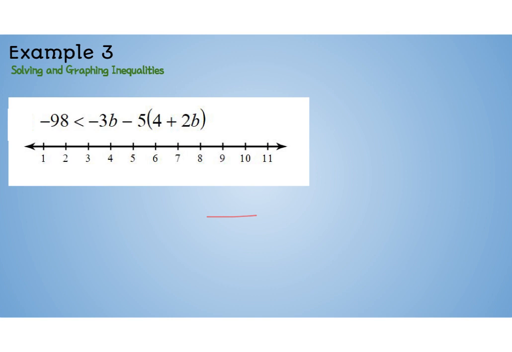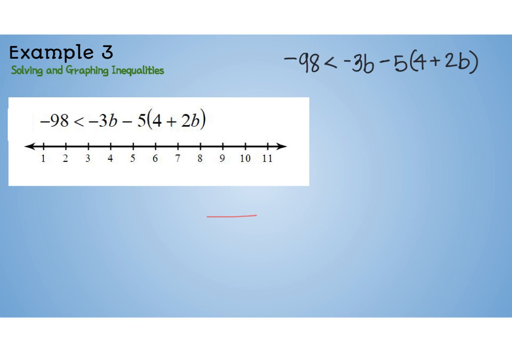So, let's take a look at this multi-step inequality. Well, we're going to solve this the same way that we would an equation. So it's not too much different. So I am going to rewrite this over on this side. I have negative 98 is less than negative 3b minus 5 times the quantity 4 plus 2b, close parentheses. So if that inequality symbol is scaring you or giving you nightmares, almost pretend like it's an equal sign just for the moment when you're solving it. But pay attention to the rules as well.